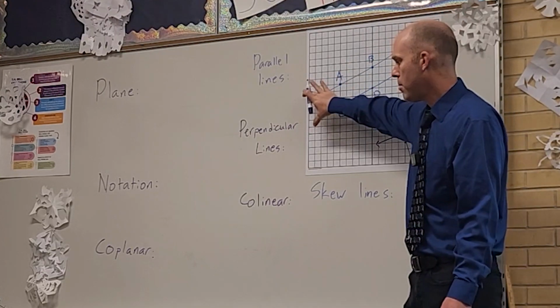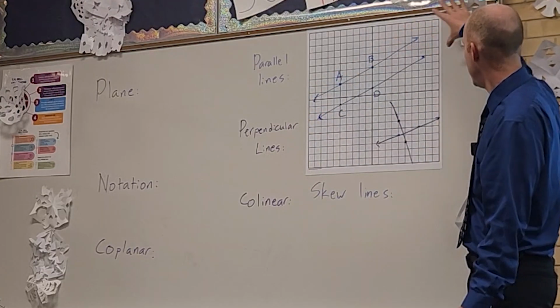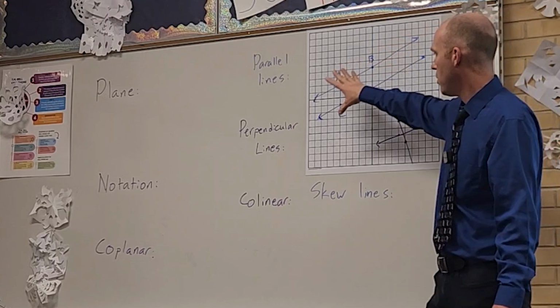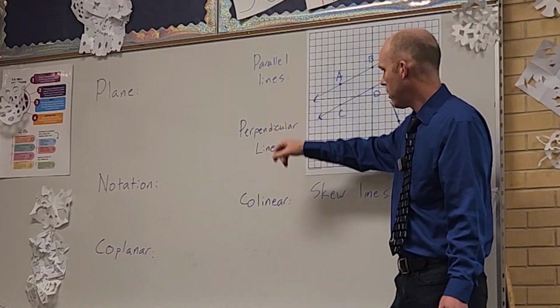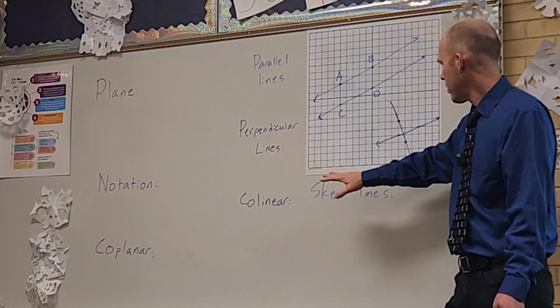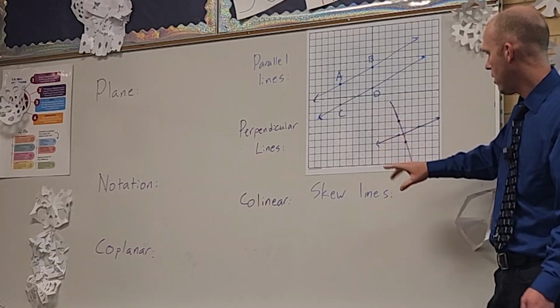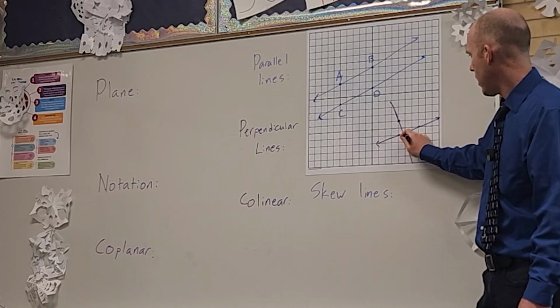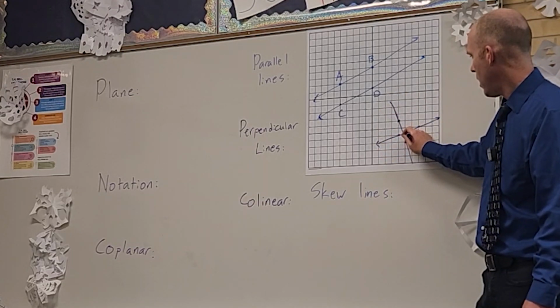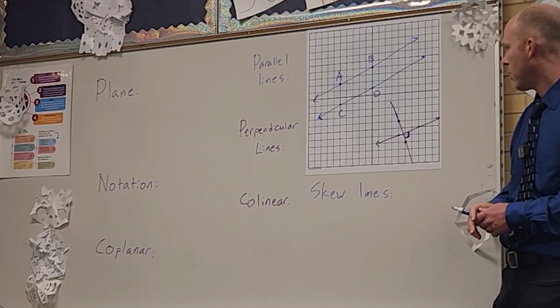two are staying the same distance apart. They're going to continue to stay the same distance apart on both sides. So we've got some parallel lines. Perpendicular lines are the purple set right here. Those two intersect at a 90-degree angle, and that is characteristic of perpendicular lines.